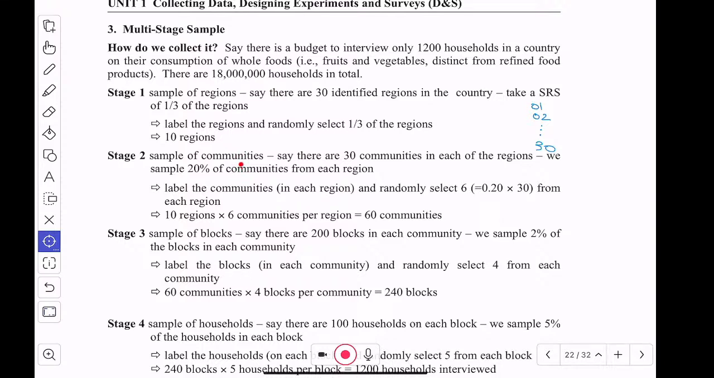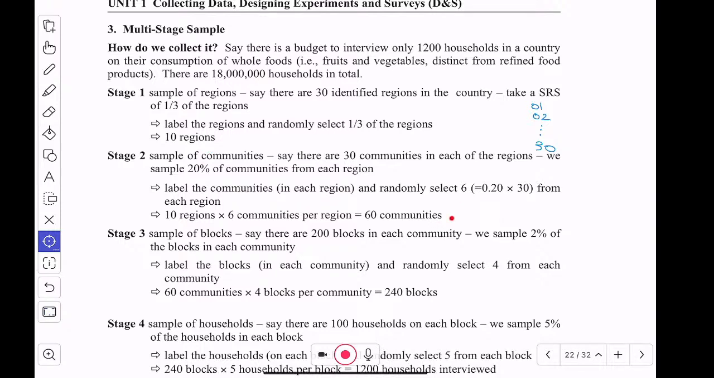So let's say for convenience that there are 30 communities in each of the 10 regions. Again, we're going to use this labeling scheme and a random digits generator to pick 20%. So 20% of 30 is 6. So we're going to pick 6 from each of the 10 regions. That makes 60 communities.